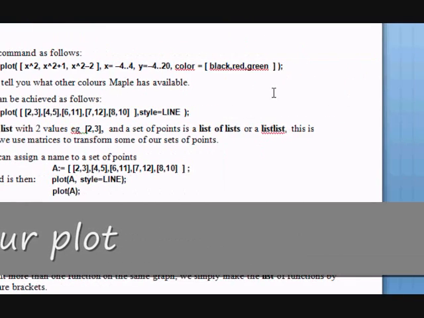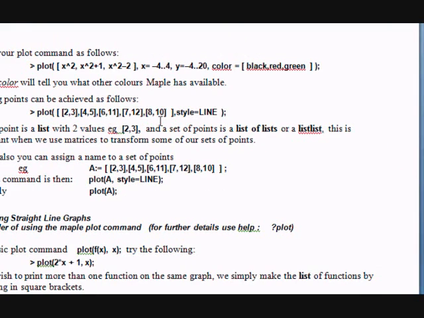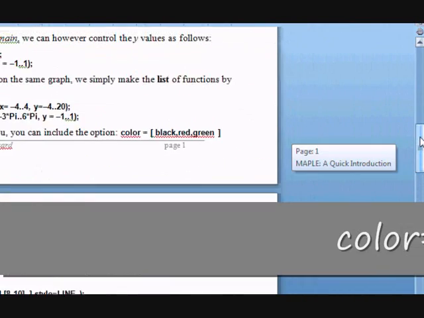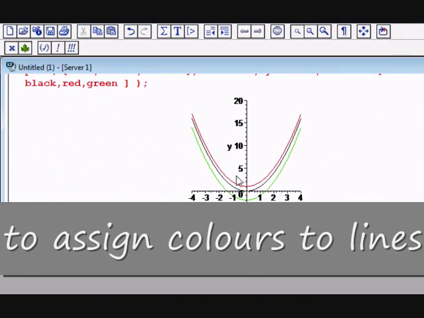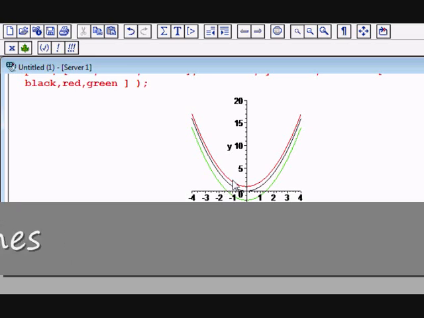That's the range. And what I've also done is I've put a colour in, and I've said for those 3 lines that we're drawing, do black, green and red. So there are my black, green and red lines.